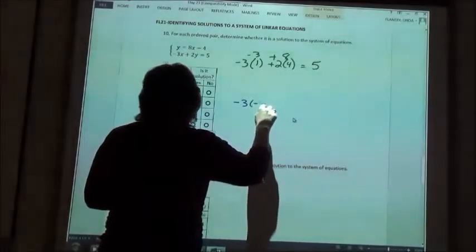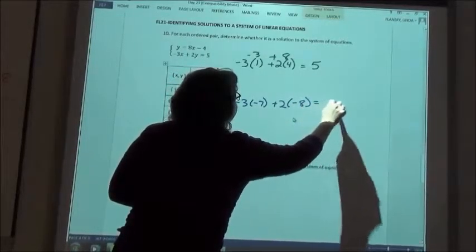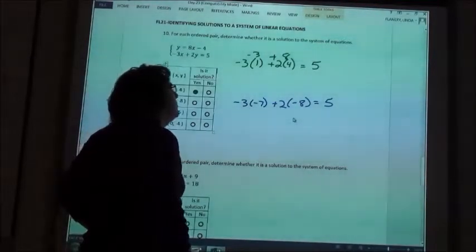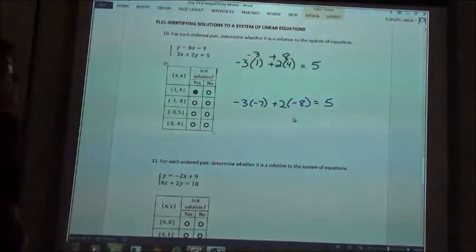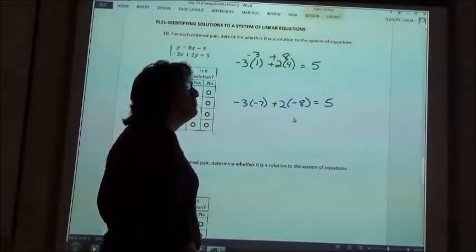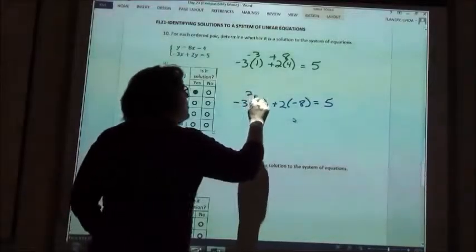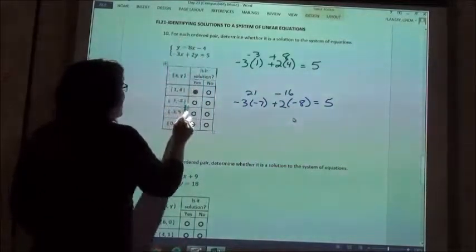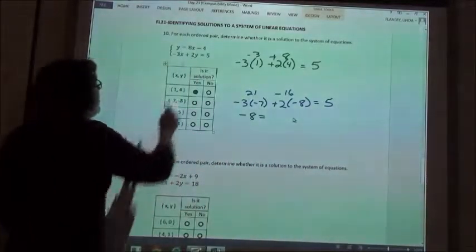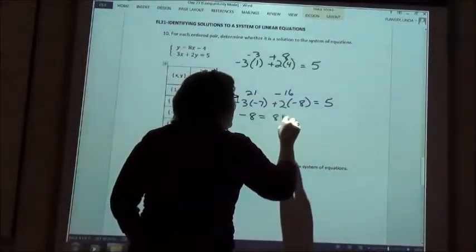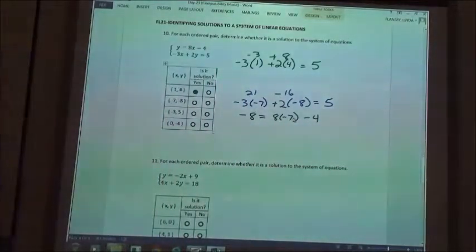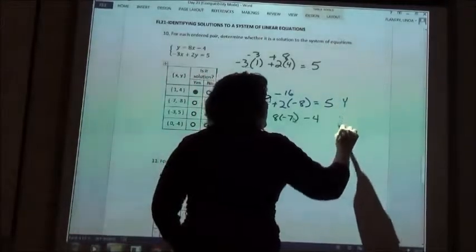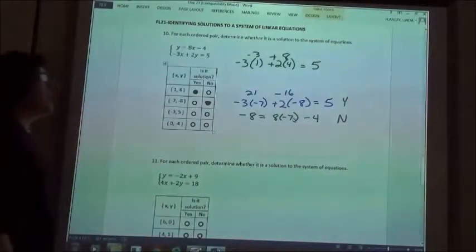So we're going to take negative 3 times negative 7 plus 2 times negative 8 to see if we get an answer of 5. We do get 5. 21 minus 16 is 5. That means we've got to check the other line. So now we've got to check our other line. Y equals, so our y value is negative 8. Does that equal 8 times the x value? So 8 times negative 7 minus 4. Nope, no, that doesn't work. So since this was a yes, but this was a no, the answer is going to be no, because in order to be yes, it has to work in both of them.